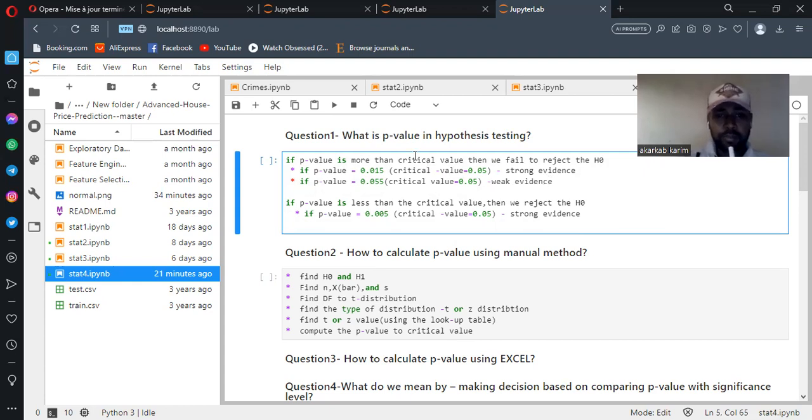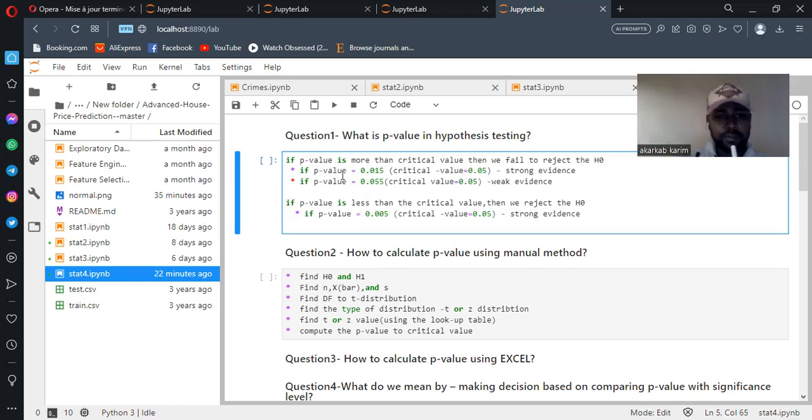So what is the p-value in hypothesis testing? Well, if you look at these two parts of the answer we have, if p-value is more than critical value, then we fail to reject the h0. Well, p-value is just a probability. Okay, I will show you that more deeply when we work with exercises. Well, if p-value is more than critical value, then we fail to reject this h0.